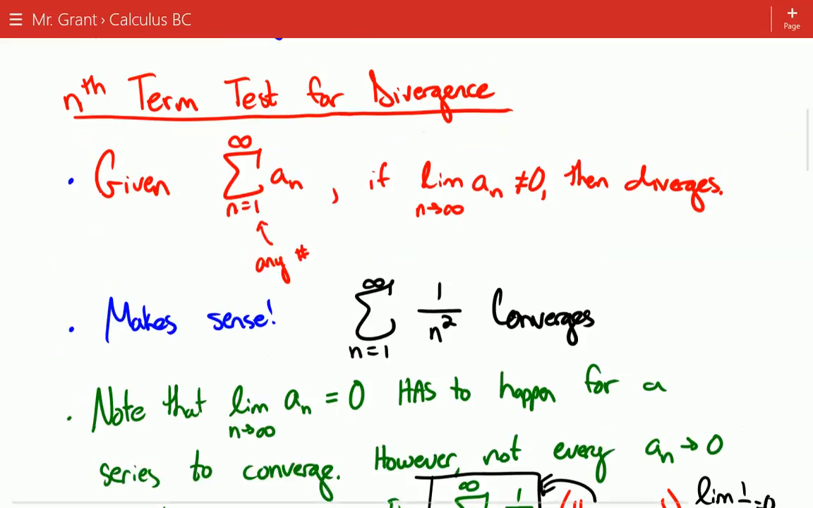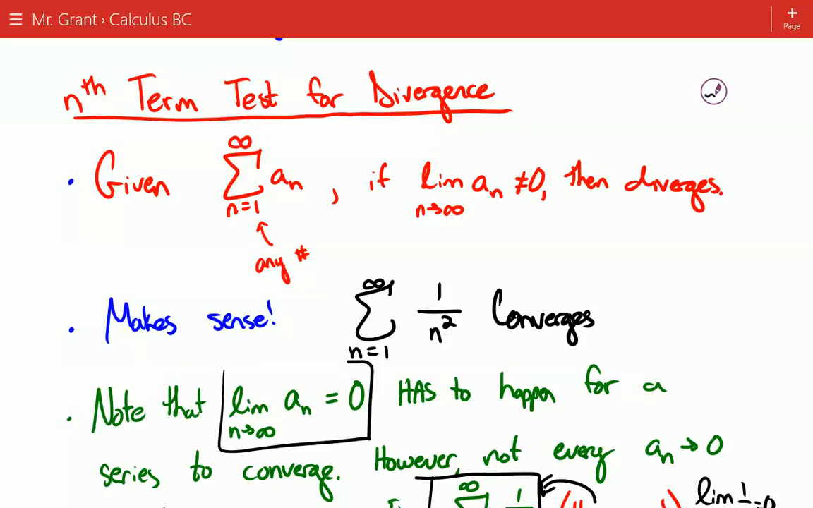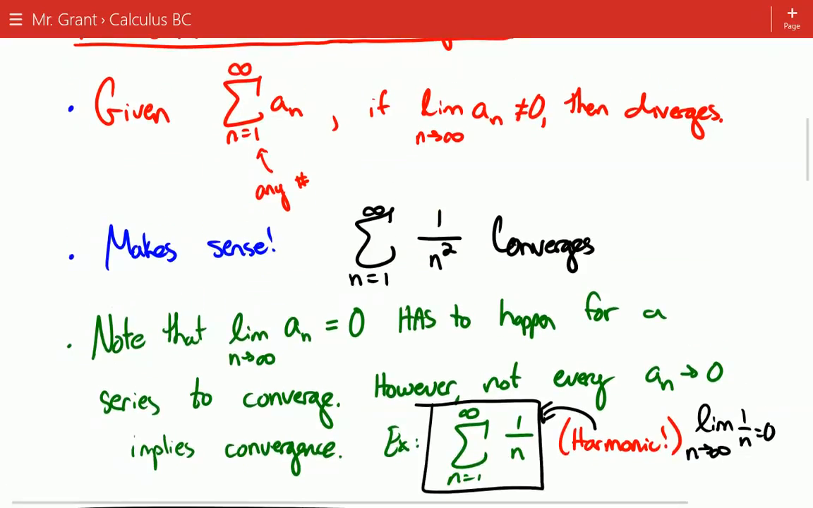Most of the time when you're asked to use the nth term test for divergence, they'll say use the nth term test, you'll take the limit as n grows infinitely large and you'll find it won't equal 0. And right away you can say it diverges. Just remember that if it equals 0, it tells us absolutely nothing. All right, let's move on.